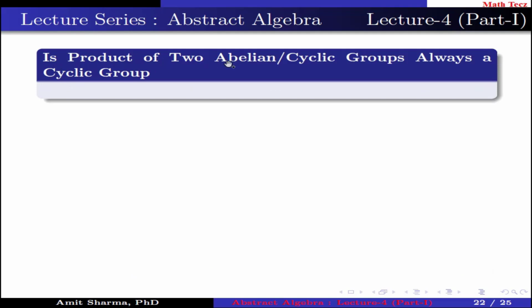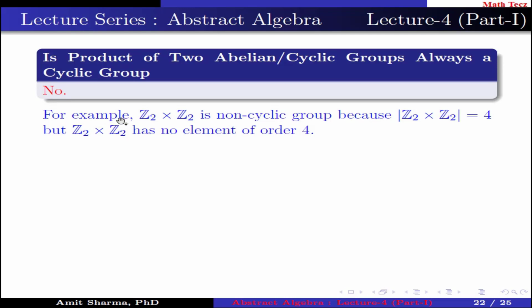Is the product of two abelian or cyclic groups always a cyclic group? Answer is no. For example, Z2 cross Z2 is a non-cyclic group because the order of Z2 cross Z2 is 4, but Z2 cross Z2 has no element of order 4.